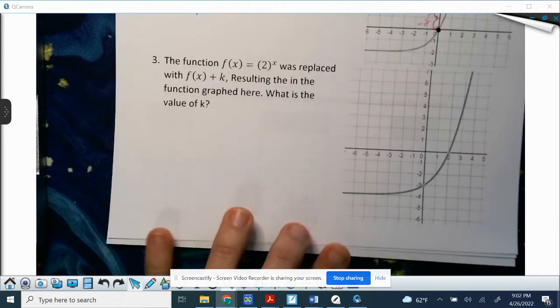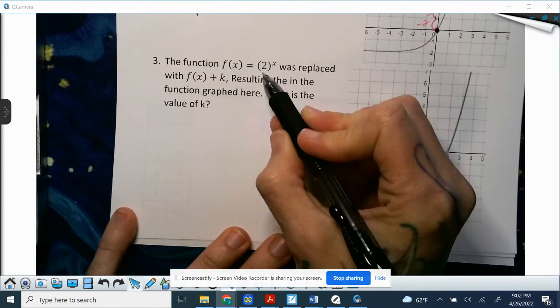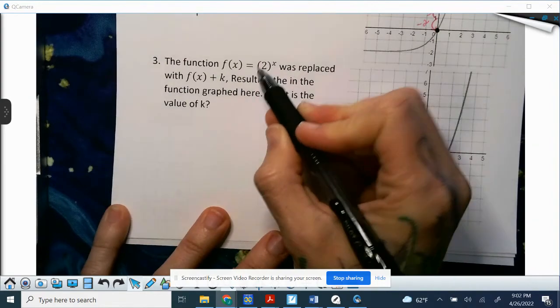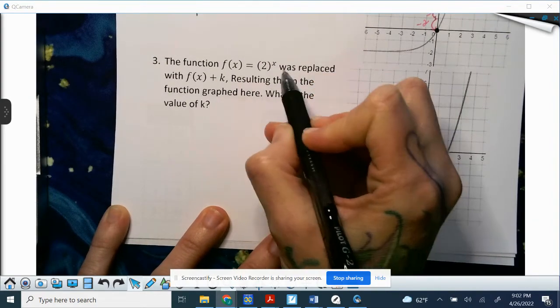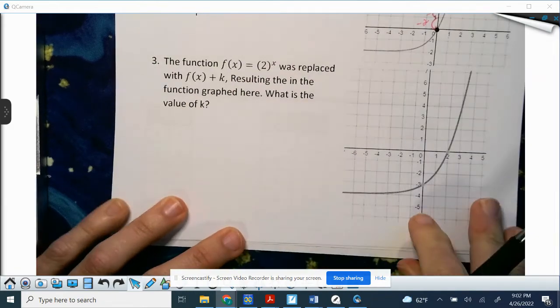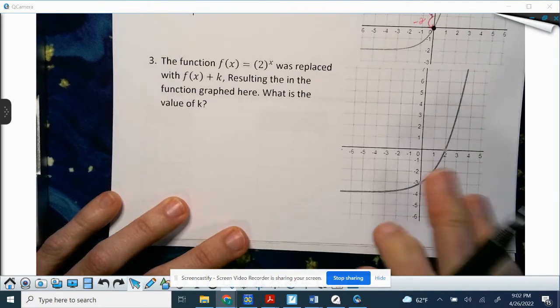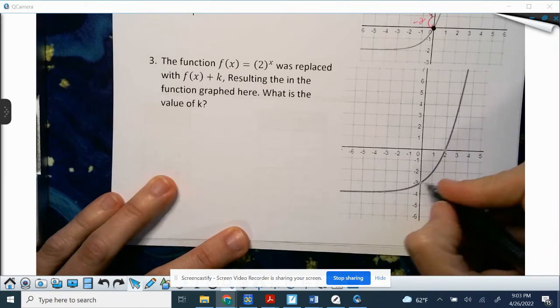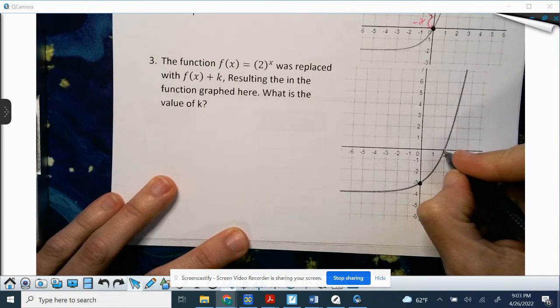Now with a different function, so f of x equals 2 to the x, which is really basic. That means we started with 1 and everything is going to double. So it was replaced with f of x plus k again. So we're still tracking an up and down slide, resulting in the function graphed here. What is the value of k? So I have a dot at negative 3 and a dot at 2.